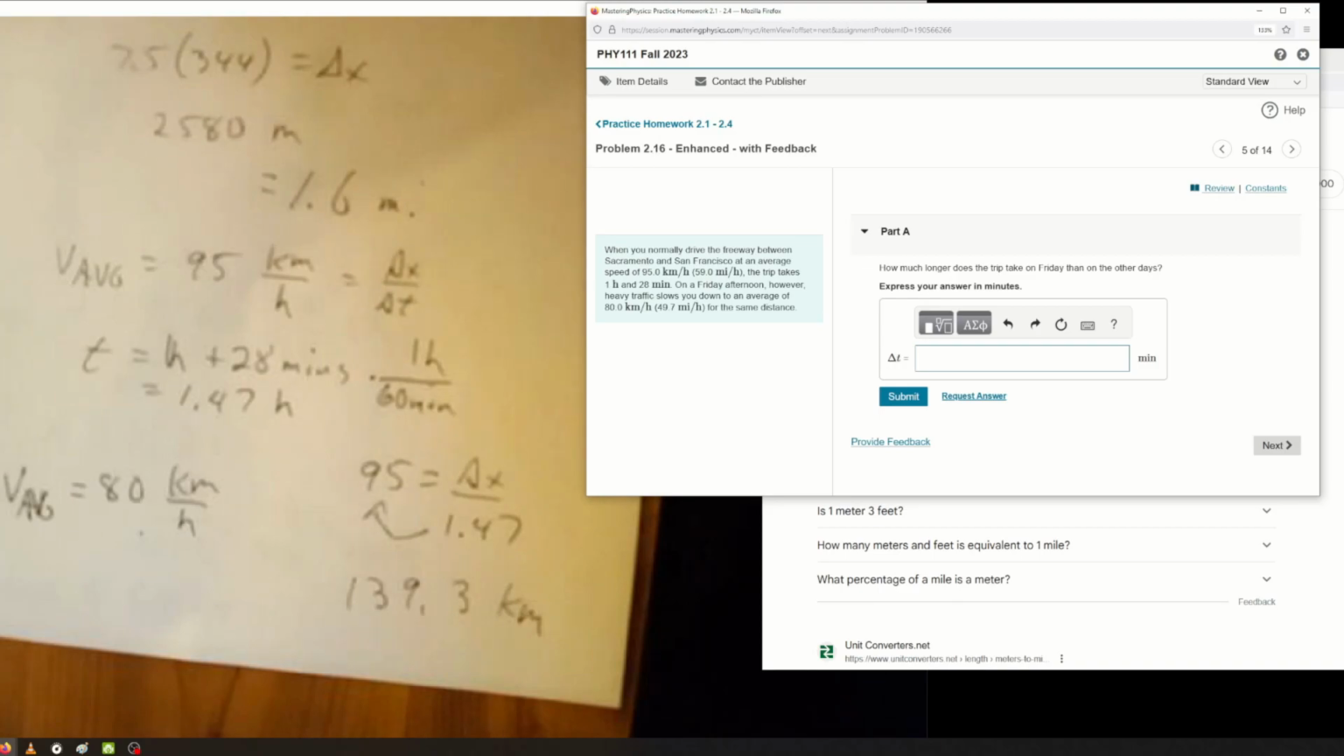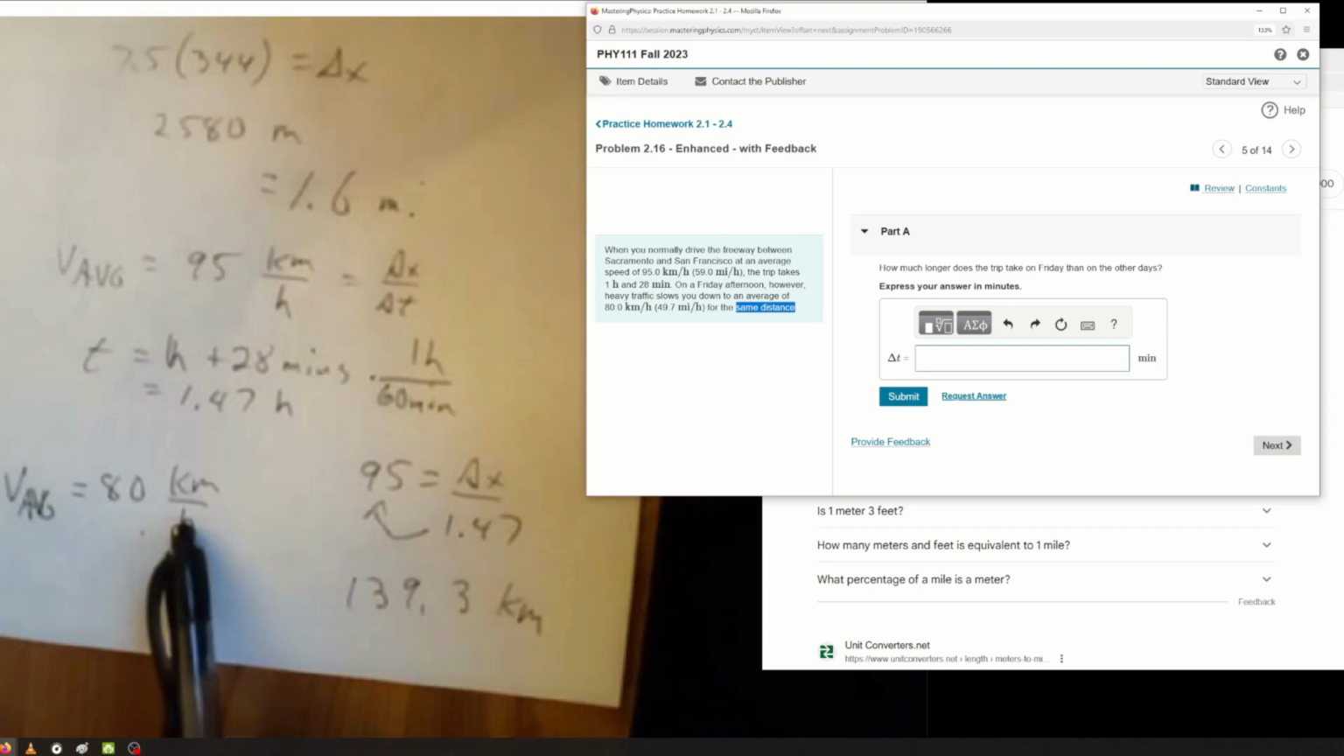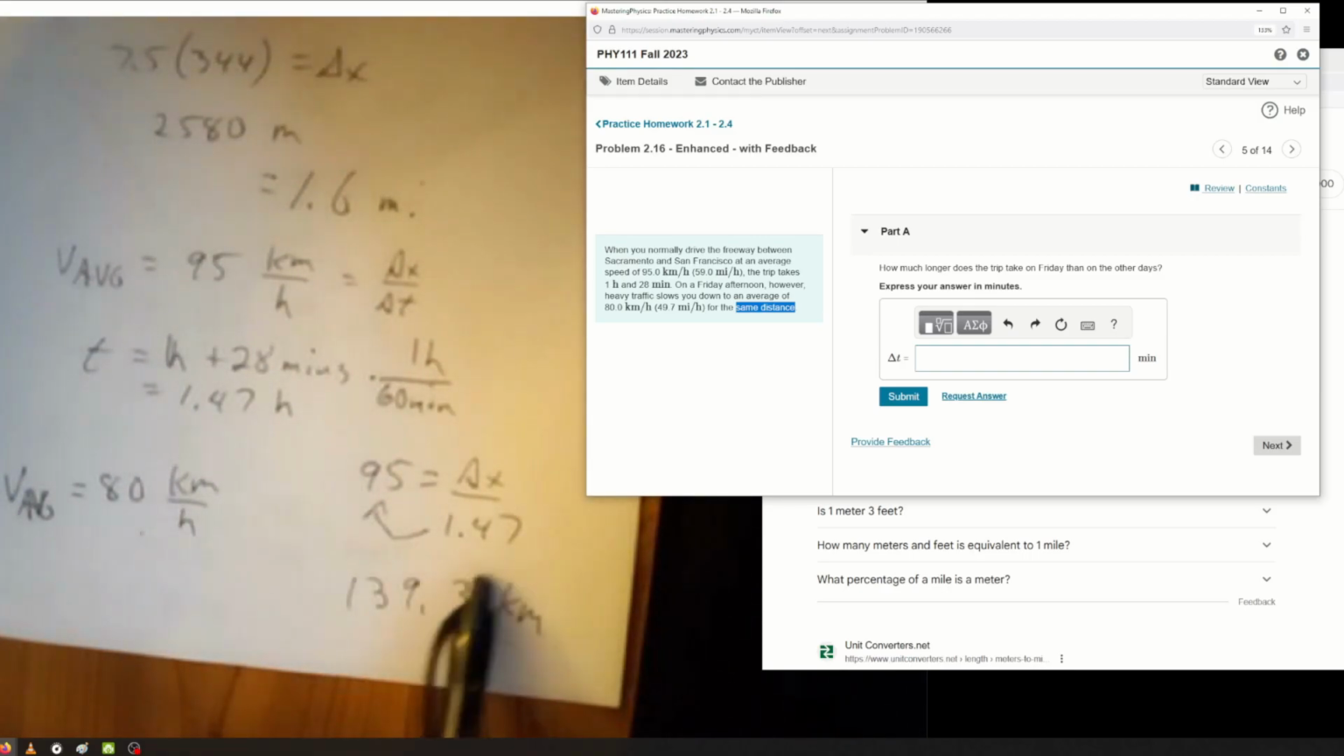So 139.3 kilometers. That's our distance. That's the distance they're referencing here, the same distance. They want to know how much longer a trip takes on Fridays. Well, it's the same distance, our 139.3, but we have a slower average velocity. So let's see how much time it takes to do the slower one at the same distance.